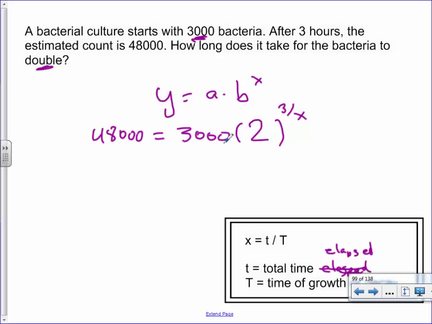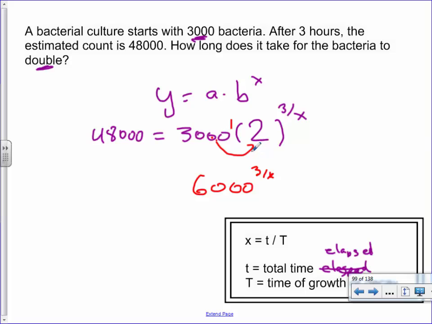I have a problem though. This number 3,000 right here, this 3,000 and this 2 cannot multiply together. The reason why is that this 3,000 is going to the power of 1, and this 2 is going to the power of 3 over x. One of them has an exponent, the other one does not. So the most common mistake kids make when trying to solve is they try to make it 6,000 to the 3 over x. They say, let's multiply the 3,000 by the 2. That is not valid.